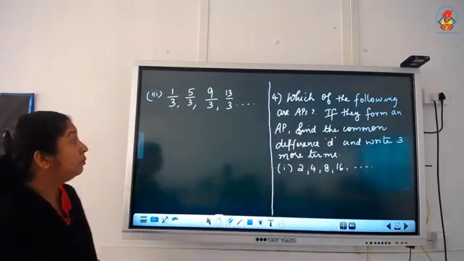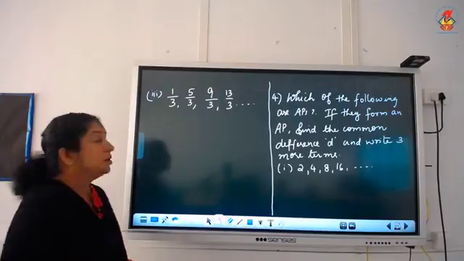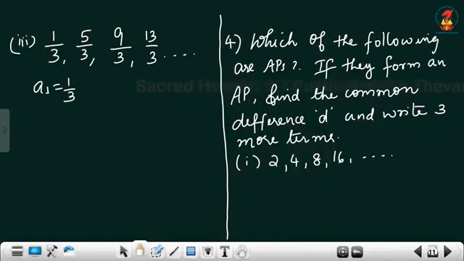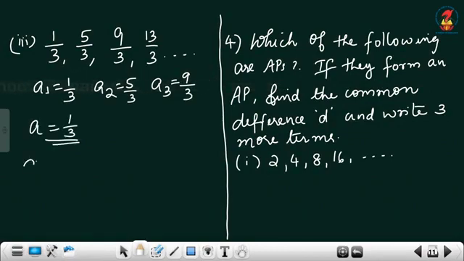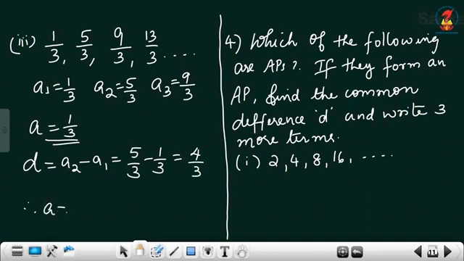Same question, an AP is given, you have to write the first term and the common difference. So A1 is equal to 1 by 3, A2 is equal to 5 by 3, A3 is equal to 9 by 3, etc. So the first term A is equal to 1 by 3 itself, and the common difference D is equal to A2 minus A1, which is equal to 5 by 3 minus 1 by 3, which is equal to 4 by 3. So final answer, A is equal to 1 by 3 and D is equal to 4 by 3.